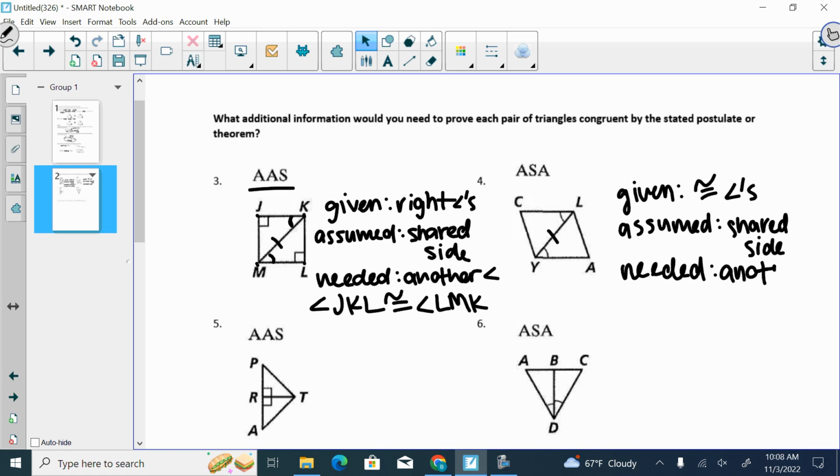This time, we want the side to be in the middle of the angles, right? So what angles am I going to have to pick to keep the side in between them?